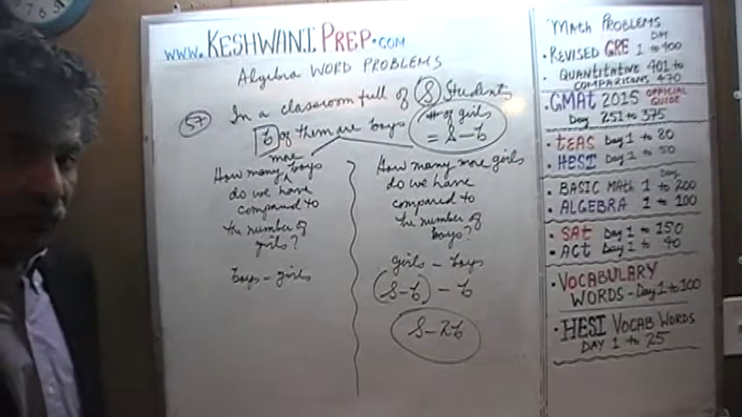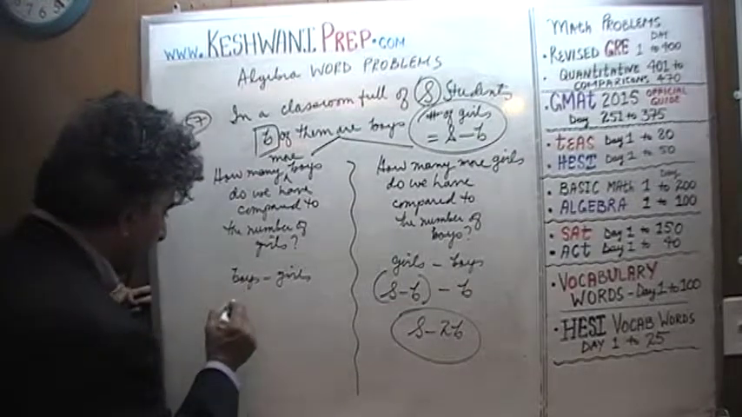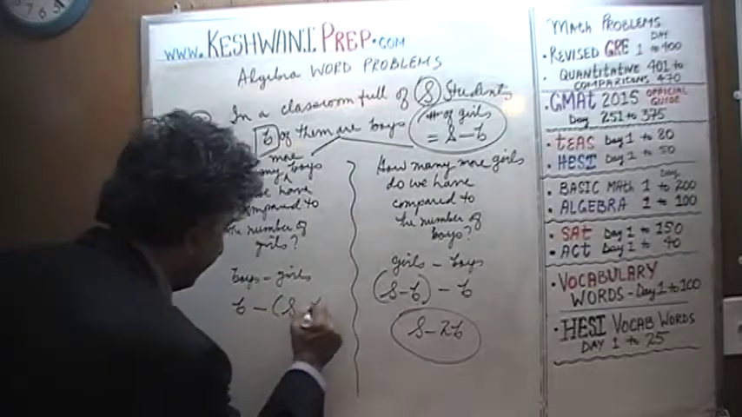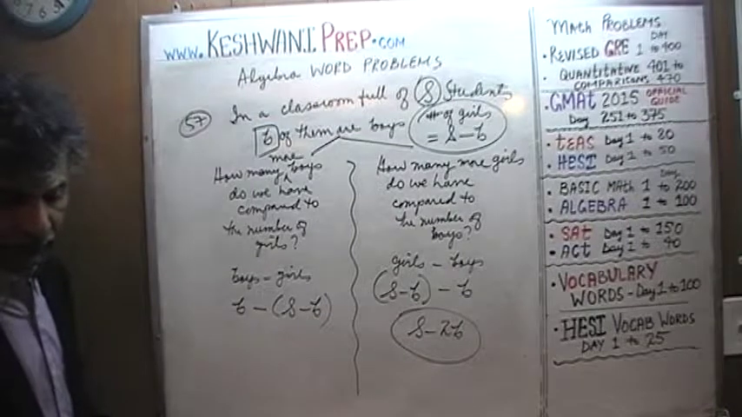How many more boys do we have compared to girls? Let's find out. The number of boys we have is B minus the number of girls, which is S minus B.